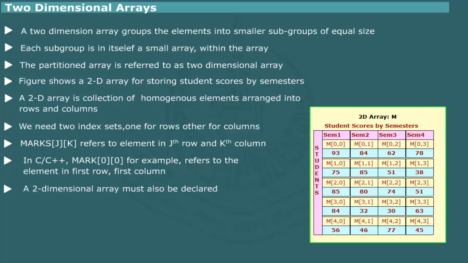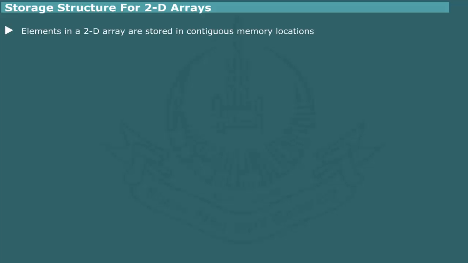As with one-dimensional array, a two-dimensional array must be declared before it is actually processed. The declaration should specify the maximum number of rows and columns besides the array type and name. For example, in C++, the array portrayed in figure might be declared as follows. Storage structure for two-dimensional arrays. The elements in a two-dimensional array are stored in contiguous memory locations.